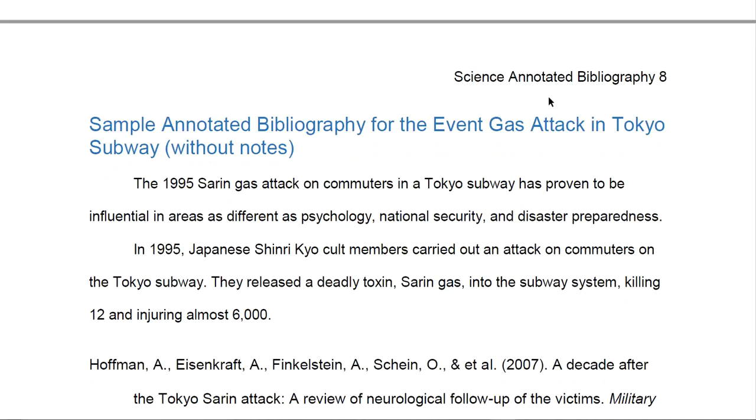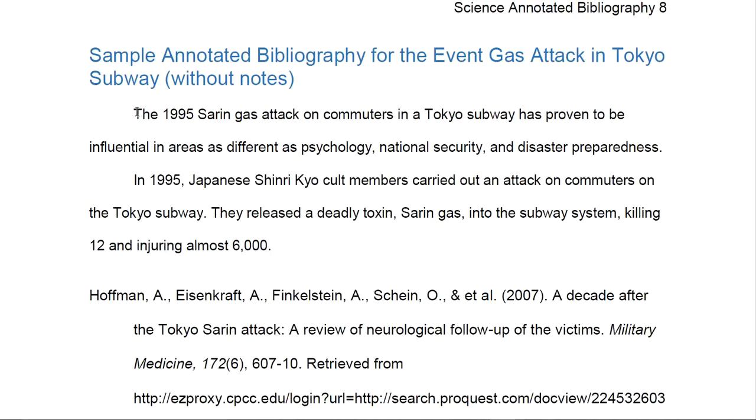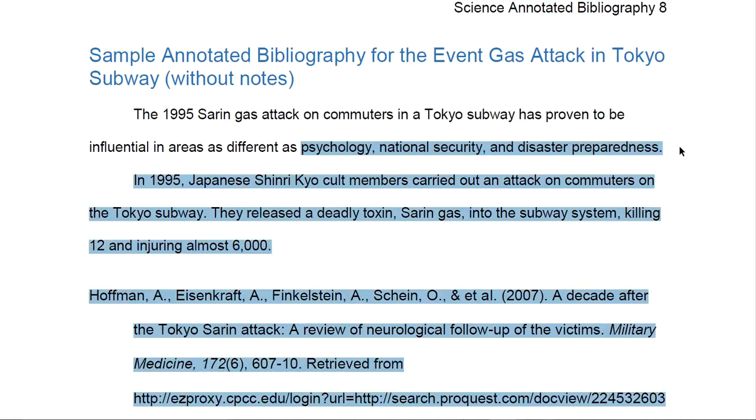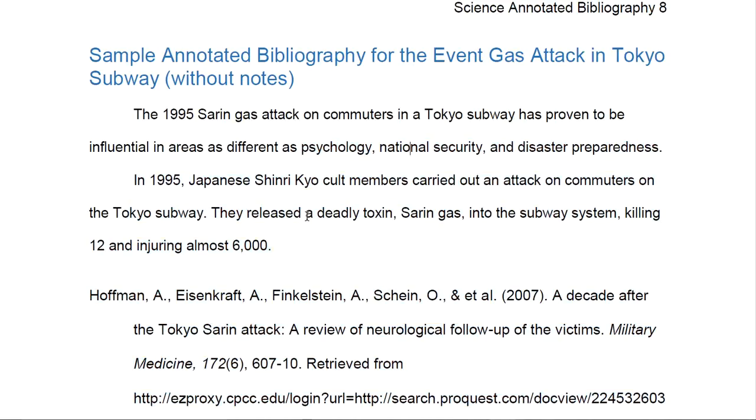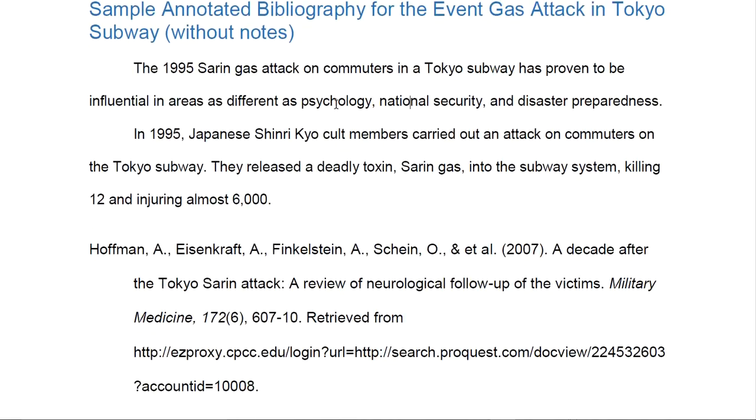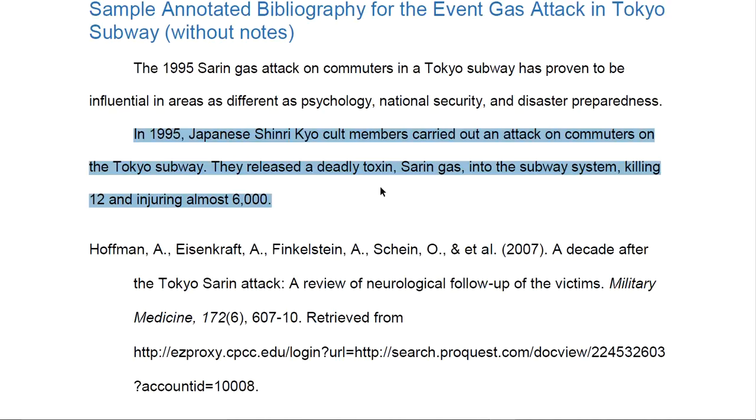All right, so what it's going to look like when you're done, when we take all the formatting out, we have our introduction. And your introduction is sort of telling us what this annotated bibliography is about, all right? This bibliography is about articles and the effects they show in psychology, national security, and disaster preparedness. Each one of my articles referenced one of those effects. And that's a nice way to organize your introduction. So if you have 3 articles on 3 different effects, it's nice to list those 3 effects there. Then I have some background information so you'll know what the topic is about.